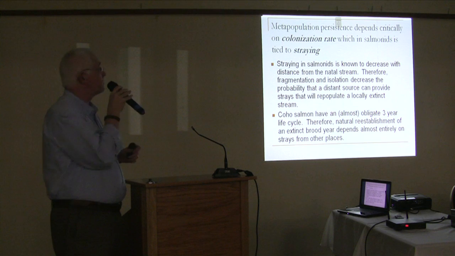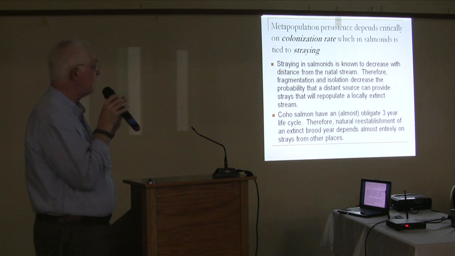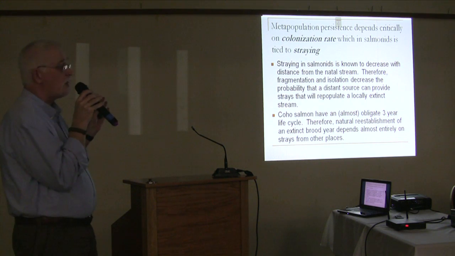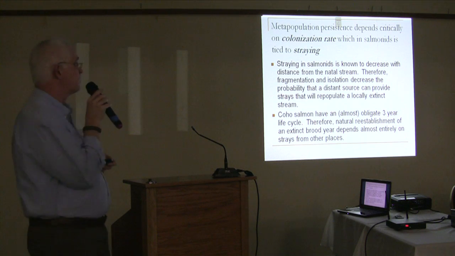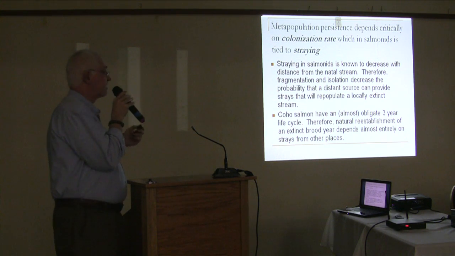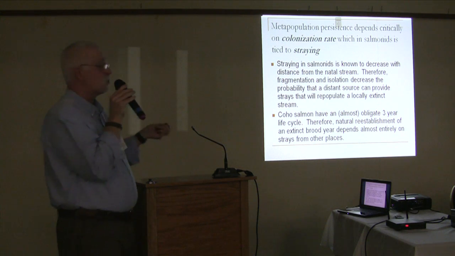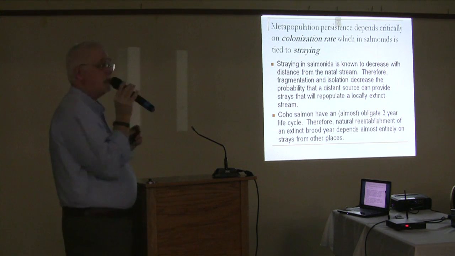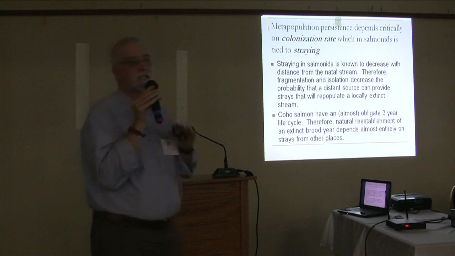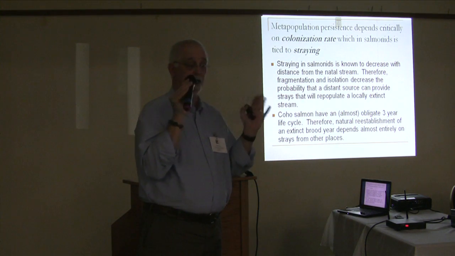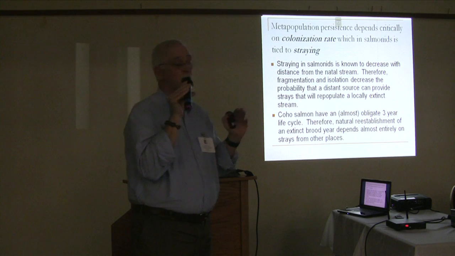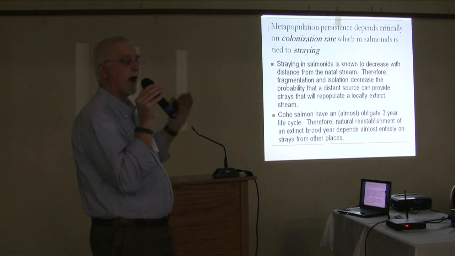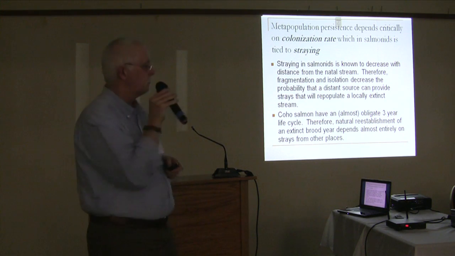So metapopulation persistence also depends on the balance between colonization rate and extinction rate. Straying in salmonids is known to decrease with distance from the natal stream, and so fragmentation and isolation just decrease the probability that a distant source could provide strays that could repopulate your stream. What this means is that once you've entered a state of population fragmentation or distribution fragmentation, the probability of the kinds of situations where you might get the rescue of your population by migrants goes down.